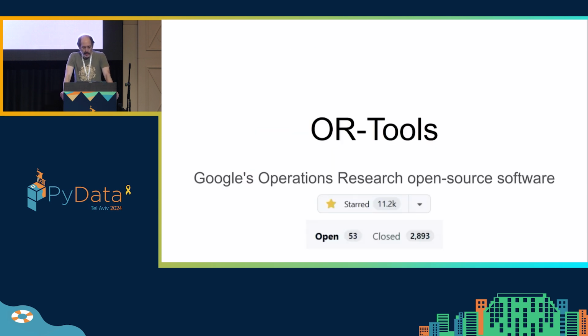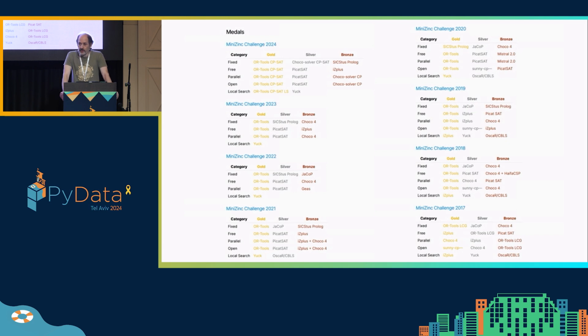I want to talk today about ORTools. This is Google's open source software suite for operations research. Probably the most popular open source one for these kinds of problems. And the support is amazing. So they deal with issues like the same day. It's a small team from France. And it's also very good and very fast.